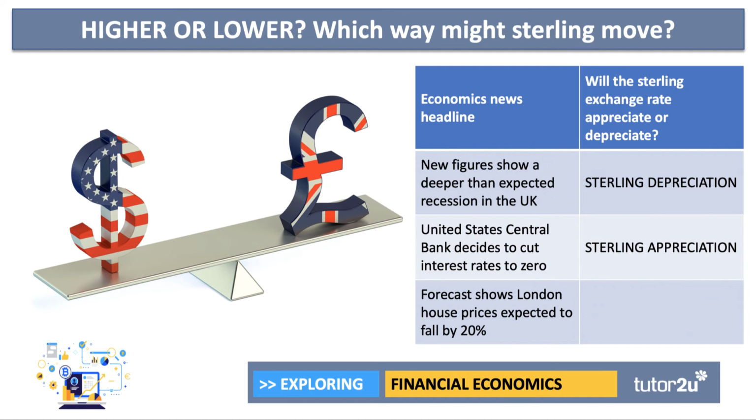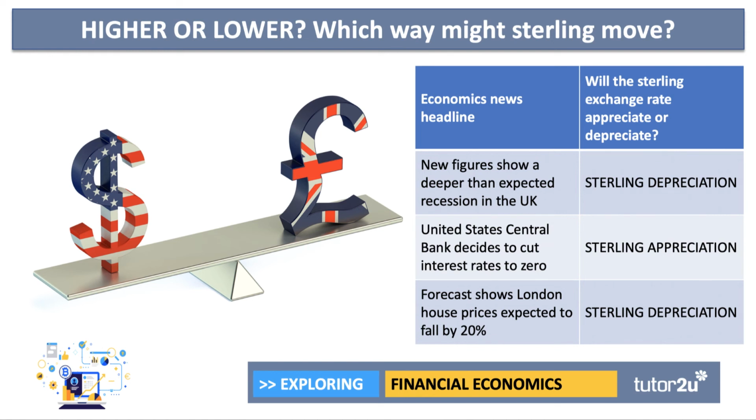And our third example, forecast shows London house prices expected to fall by 20%. Consequence for sterling? Probably a fall in sterling, because if the housing market is taking a big downturn, there would be perhaps a fall in the number of overseas buyers of London property attracted to the market. Perhaps they might come in later on when the prices have fallen, but it's likely that the overseas investor demand for housing would go down. Therefore, there's less demand for sterling to buy property in London.